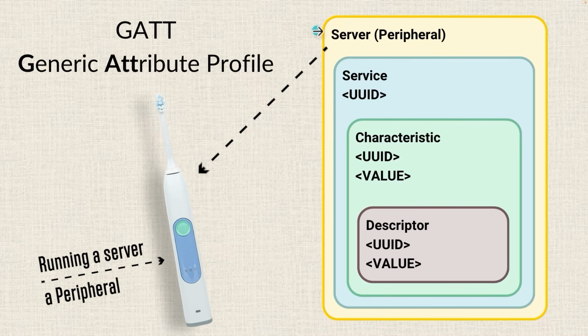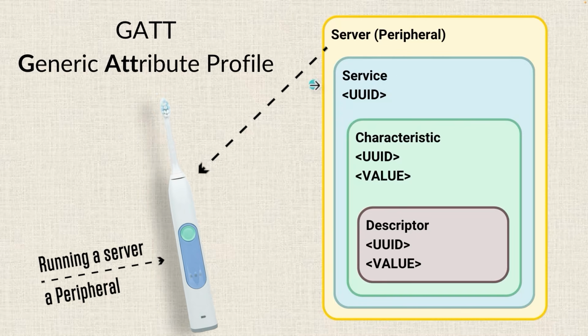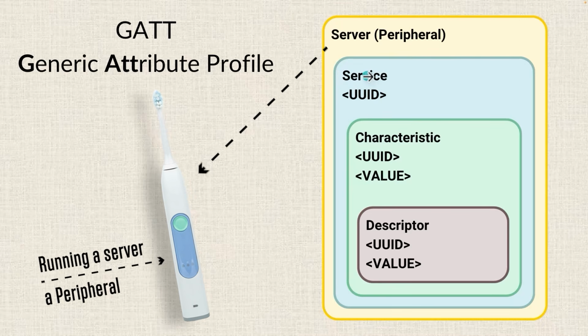Now, the toothbrush can have one or more services associated with it. Maybe one of the services it has is user data, and maybe it has another service that talks about power consumption or something like that. And each service has a UUID associated with it, which is a universally unique ID.